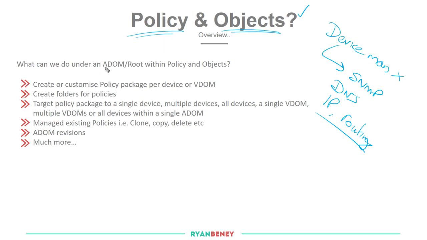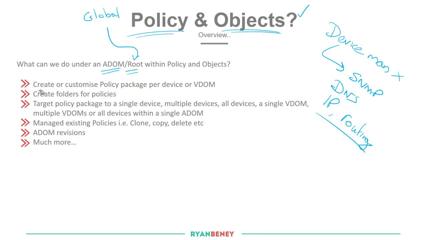The policy and object tab, just like the device manager, is split into different ADOMs. We've just seen that, and you have the root. Not only do you have the root, you also have another section of it called global, and I'll get into what the global allows you to do a little bit later.